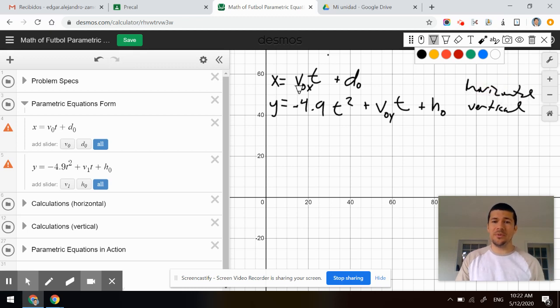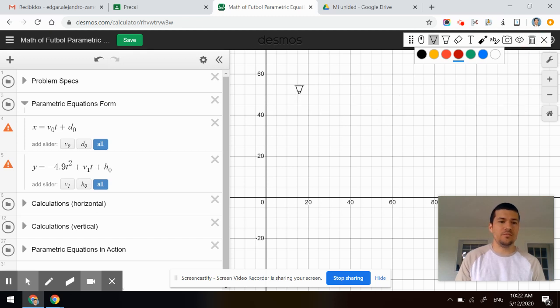So really the rest of this problem is just finding out these missing coefficients. You know, what is v sub 0x? What is d sub 0? What is v sub 0y? And what is h sub 0? Okay, so that is what we are going to try to figure out.